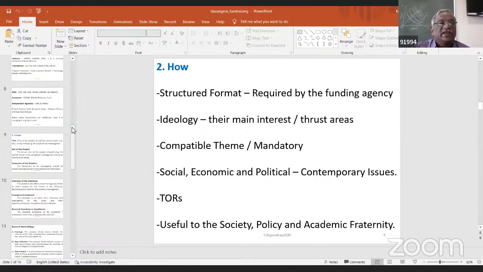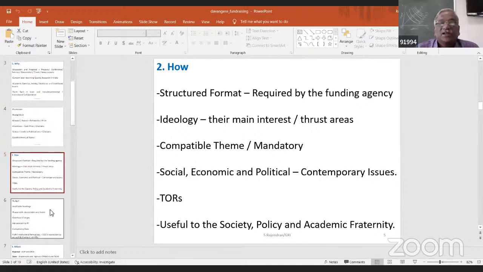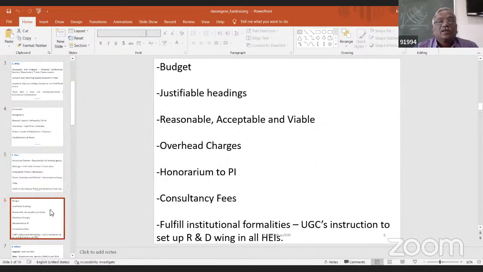So in a broader sense, your research project proposal should contain all these in a very convincing manner to the funding agency. And also the budget. Sometimes they stipulate you can prepare the funding by keeping 10 lakh rupees or 15 lakh rupees in your mind. And there are some project teams which also submit proposals for 40 crore rupees.